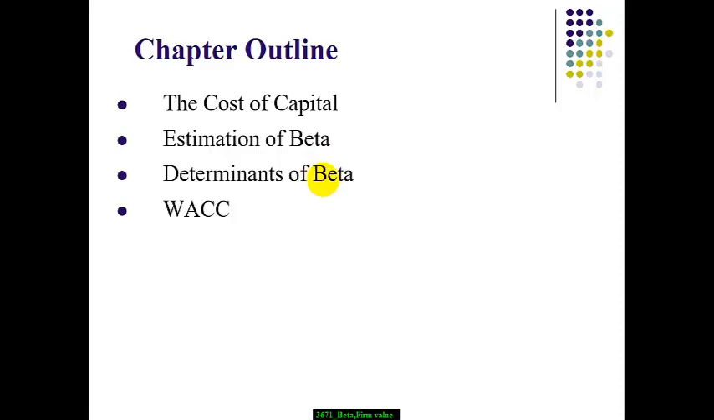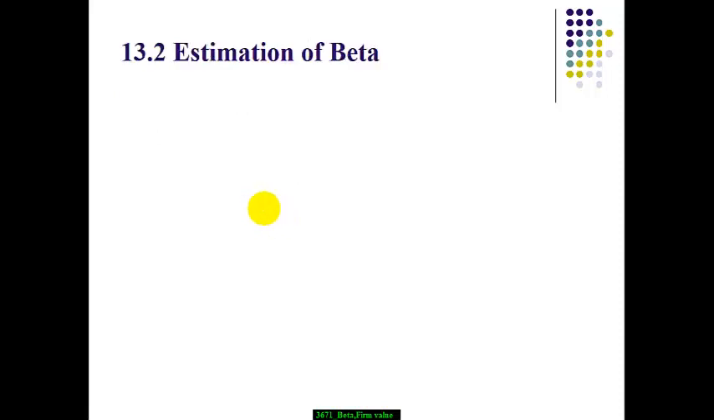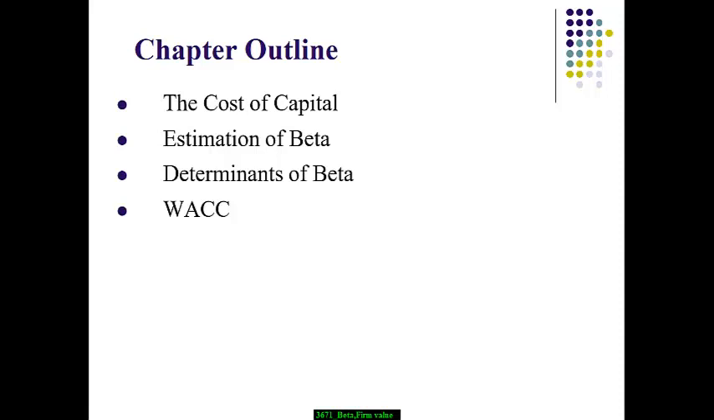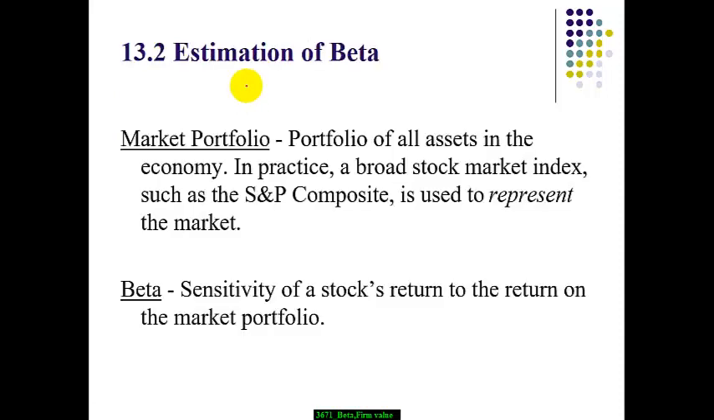In this chapter, we're going to talk about the beta estimation and the beta determinants. We will also talk about the WACC and the firm valuations. A typical approach to find the beta is to look at the sensitivity of a stock's return to the overall market portfolio. So we're going to pick a market index and find its return and find the firm's stock returns.